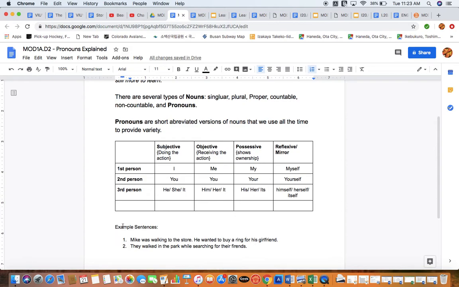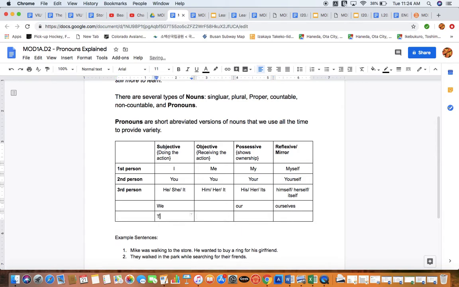And so right away, we see that we have some more pronouns showing up here that aren't on our list. So obviously we are missing some things from our list here, right? So one of them is going to be we. Good.